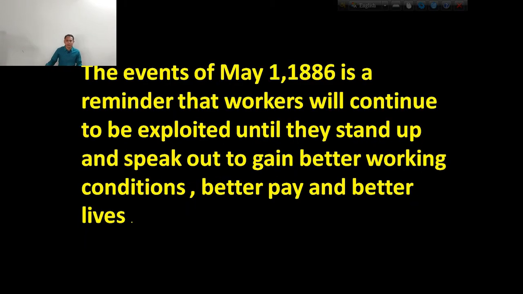The events of May 1st, 1886, are a reminder that workers will continue to be exploited. Here, exploited means deprived or oppressed, until they stand up and speak out to gain better working conditions, better pay, and better lives.